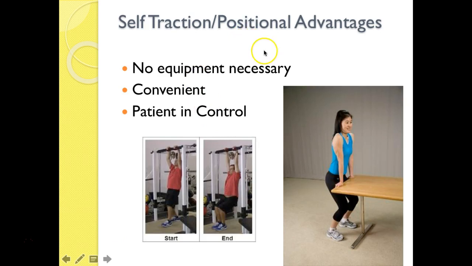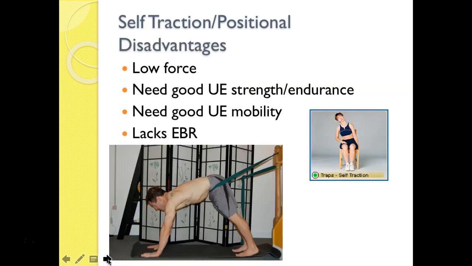Here are some self-traction positional advantages that people can do because you don't have equipment necessary. It's convenient and they're in control. So you'll see patients do this not even knowing, like when they're trying to unweight themselves a little bit, right? And this is somebody who is doing it on a bar at the gym just to unload for a certain amount of time. The disadvantages of it is it's a low force. You need some good upper body strength and endurance, good upper extremity mobility, and it doesn't have the evidence-based research out there yet. But a lot of patients, this works really well for.